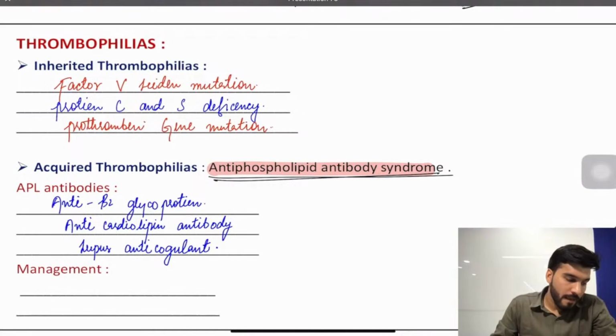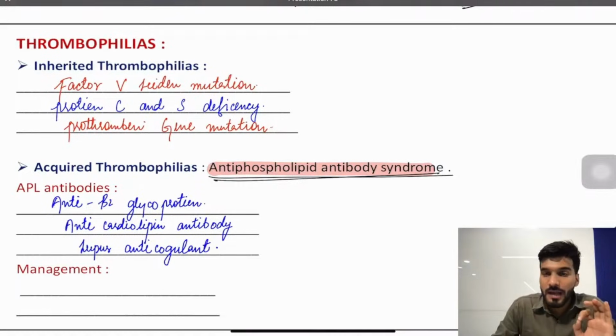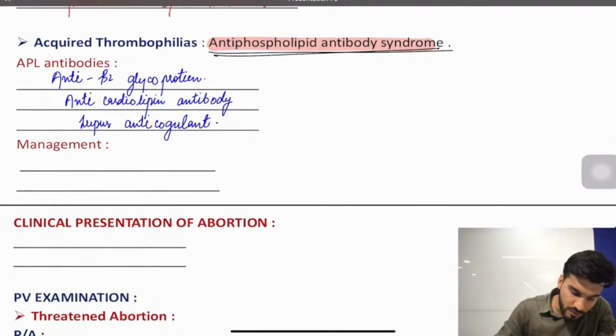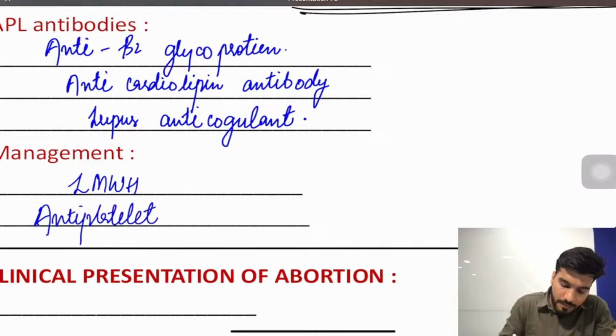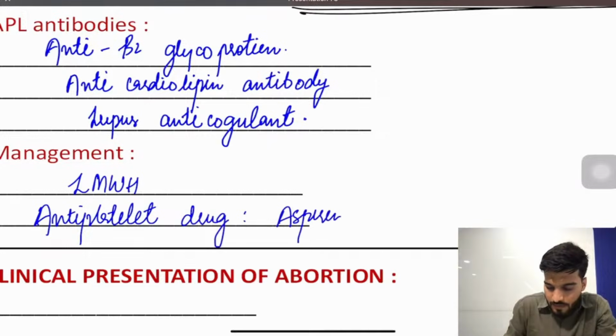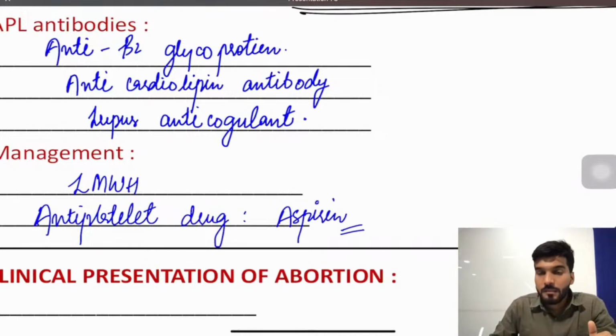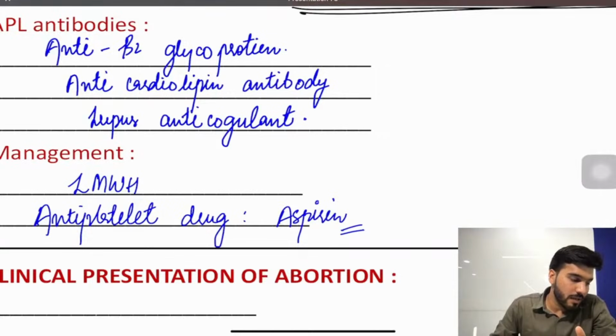Is that clear? So remember 3 antibodies, and whenever the examiner asks a question, he will mention these 3 antibodies. Diagnosis is APLA. If he mentions the treatment, the management is going to be low molecular weight heparin plus an antiplatelet drug. The antiplatelet drug we usually use is aspirin. So low molecular weight heparin plus aspirin.